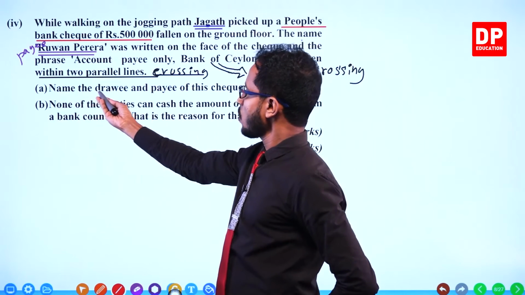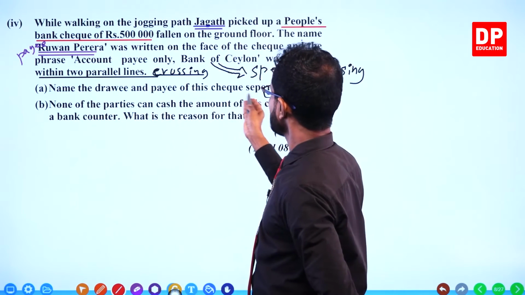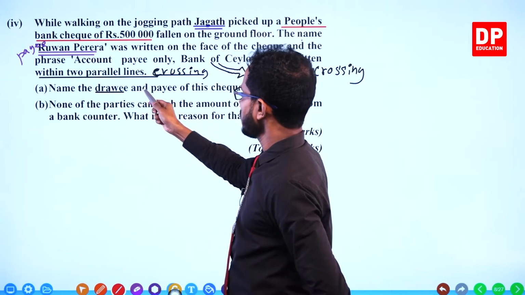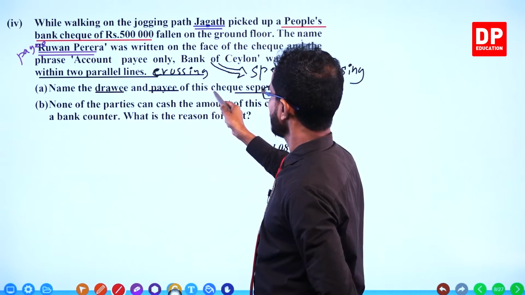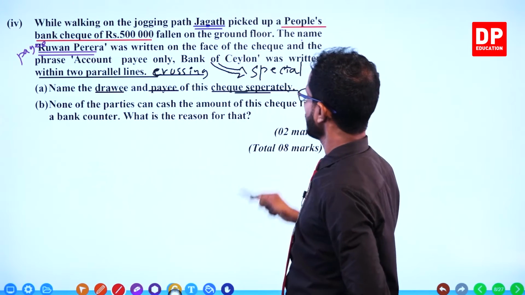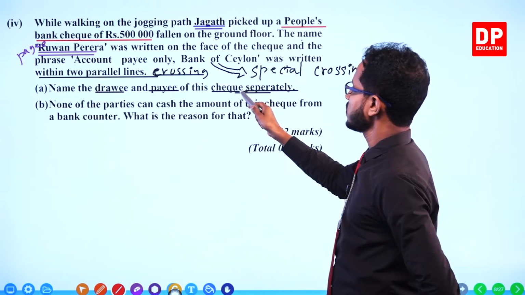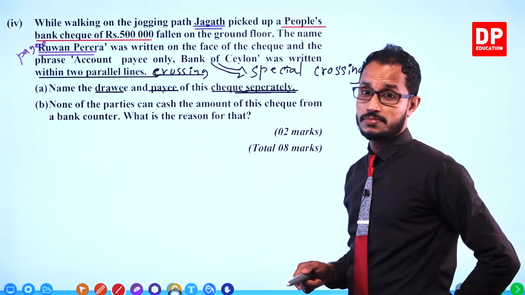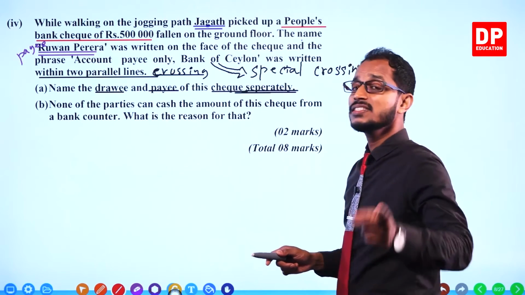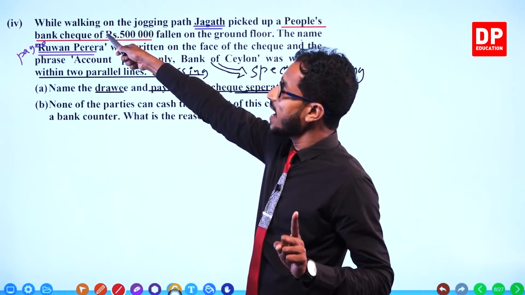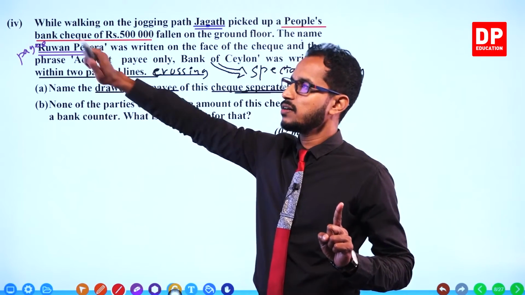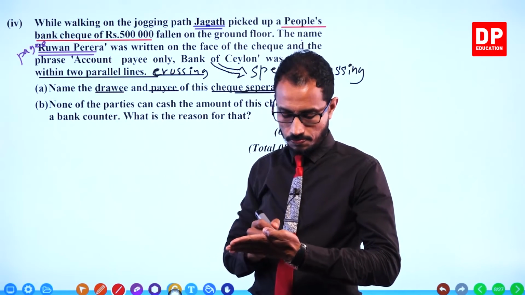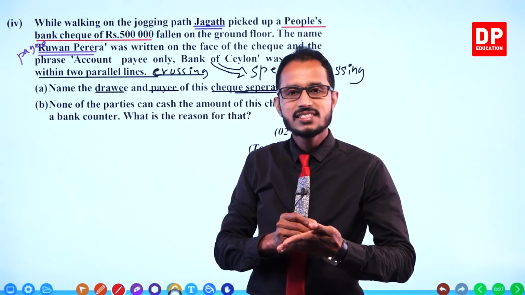Now the question: name the drawee and payee of this check separately. Drawee and payee of the check separately. Who's the drawer? The drawer is the payer. Whoever the person is who wrote the check, it doesn't matter, he's the drawer.